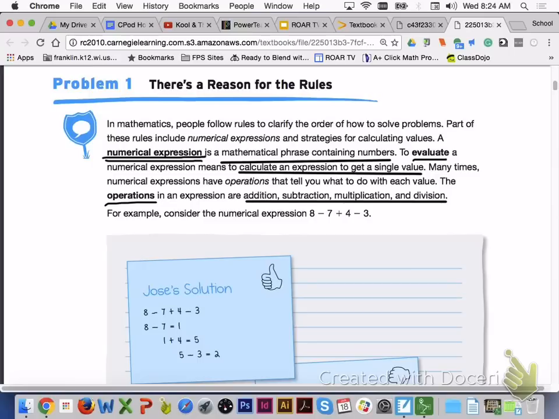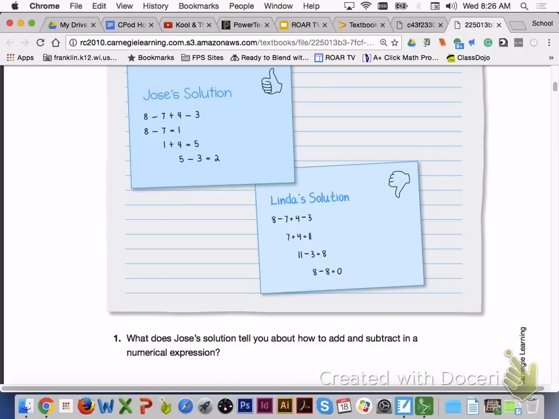Many times a numerical expression has operations that tell you what to do with each value. The operations in an expression are adding, subtracting, multiplying, and dividing. Let's look at the example and consider the numerical expression 8 minus 7 plus 4 minus 3. Please answer number 1 with your group members.